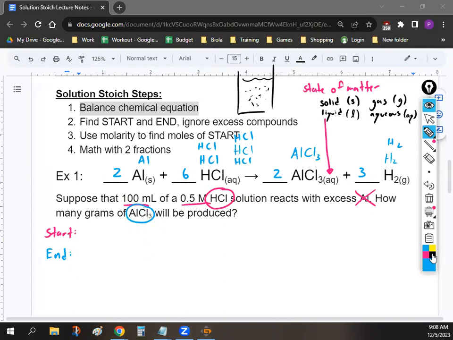So there's 2 chemicals that we have, and these are the 2 that are important, HCl and AlCl3. But the question is asking how many grams of AlCl3 will be produced. So you want to end the problem with AlCl3, which means obviously you're going to be starting with HCl. Okay, so that's step 2. Just need to read the question and figure out what your starting and your ending compounds are.